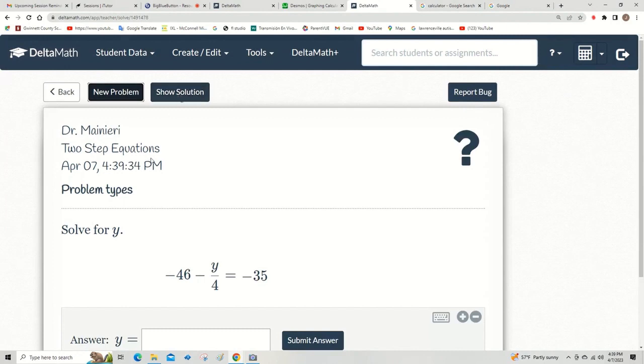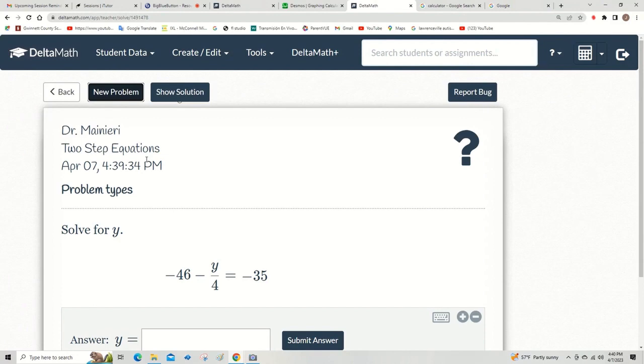New problem. Good. Ooh, look at this one. All right. Let me write this one down while you're looking at it. Figure out in your head what you got to do before we do it. All right. Let's see. Write it down. Negative 46 minus y divided by 4 equals negative 35.